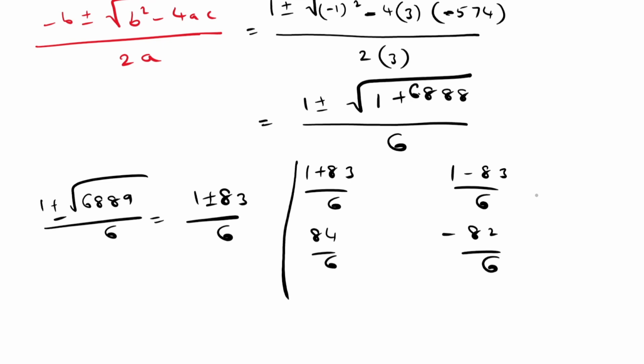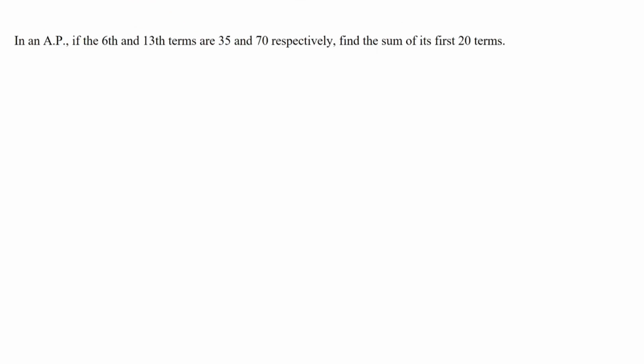Now first take plus, then minus. So it will be 1 plus 83 by 6, or else 1 minus 83 by 6. 1 plus 83 is 84 divided by 6. 1 minus 83 is minus 82 by 6. Now in this one we are finding how many terms, right? The number of terms will always be a positive number only, but here we got a negative number, so this value is not required for us. So 84 by 6 is 14. So 14 terms are there completely in that given progression, so that the sum is whatever they said. Next question.